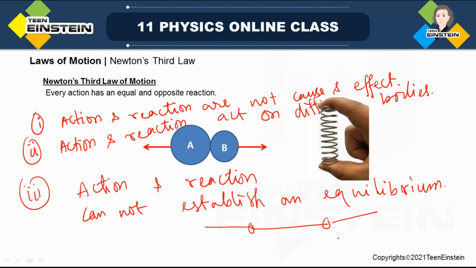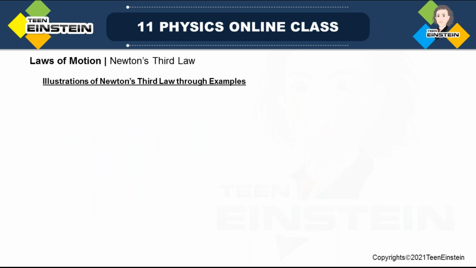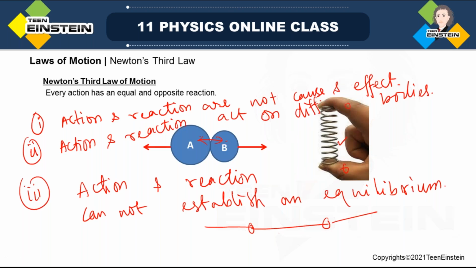So we have learned three things. One more point I just want to mention. See, in this case, look, action and reaction is there, and in this case, see your hand, the fingers are actually in contact with the spring. So in this case also, A and B are in contact. Can you give me some example where there will be action and reaction without contact? Yes, I can give you an example. Okay, so what is that example?